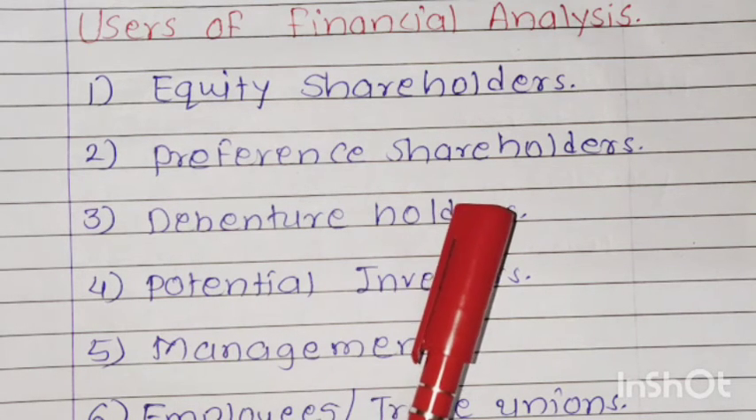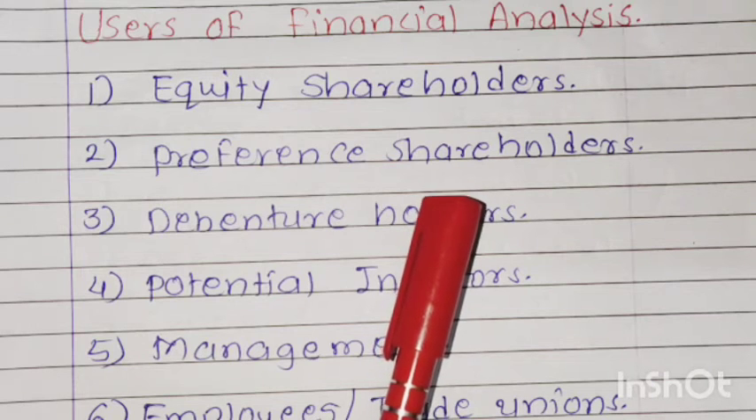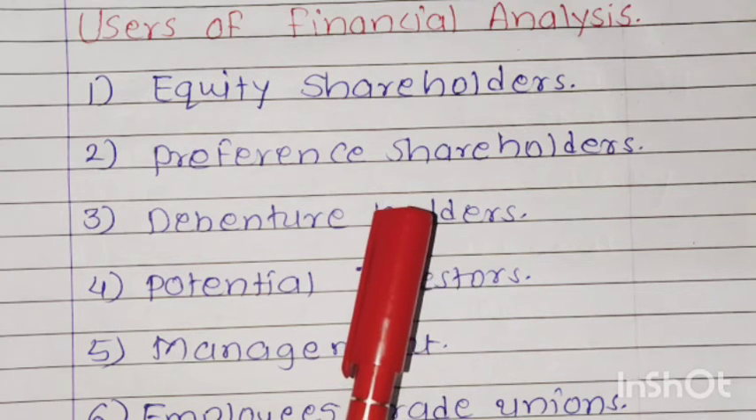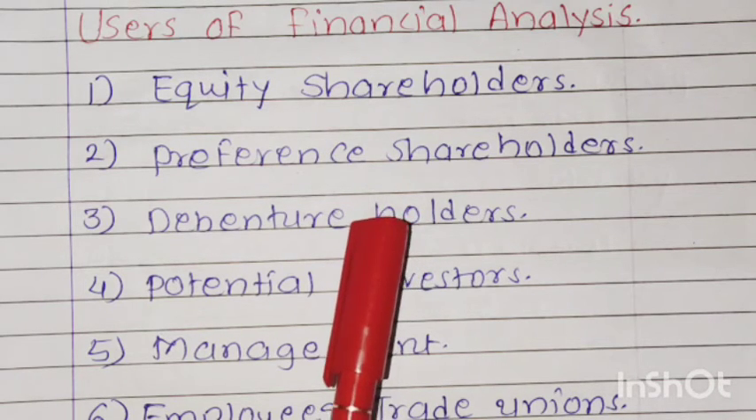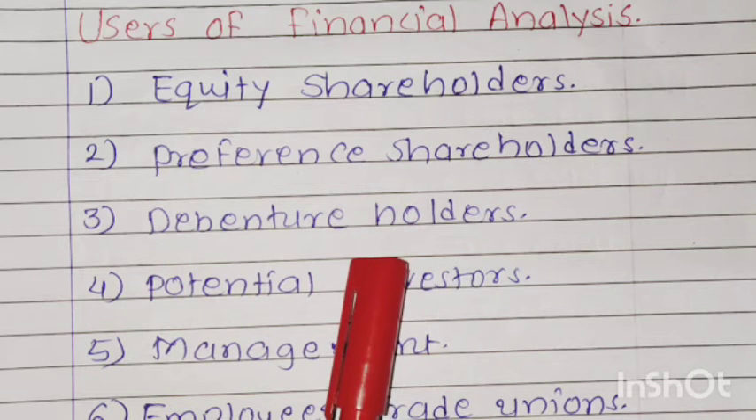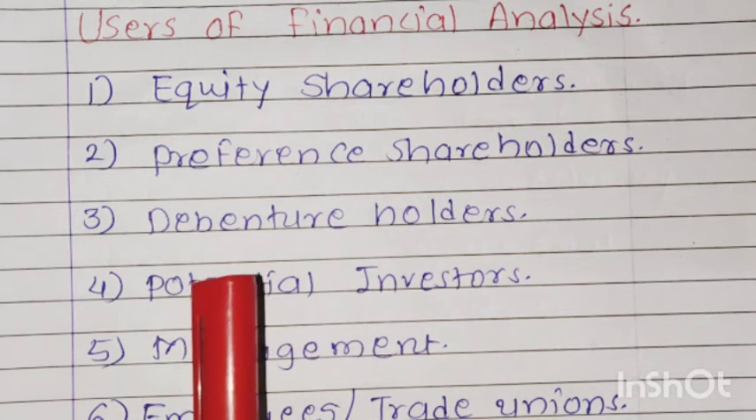Next is preference shareholder. Preference shareholders are interested in analyzing financial statement to know whether they will be able to get regular dividend or not, whether their investment is safe, whether they will be able to get back their capital on maturity, right? Next is debenture holders. Debenture holders are interested in analyzing financial statement to know about safety of money and regular return on investment.